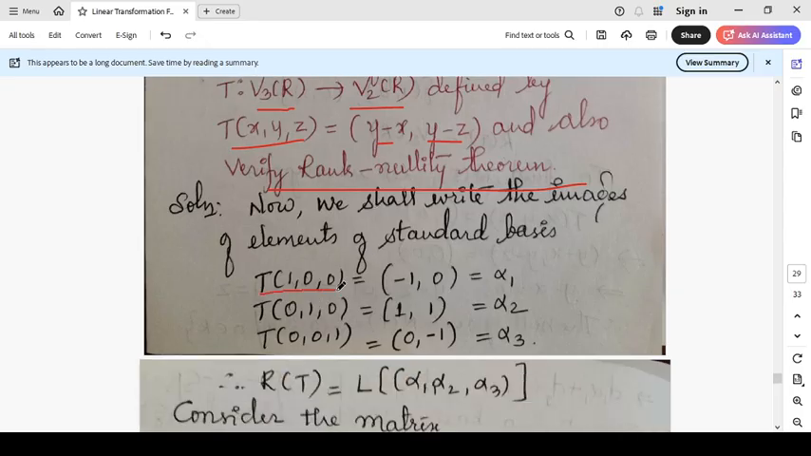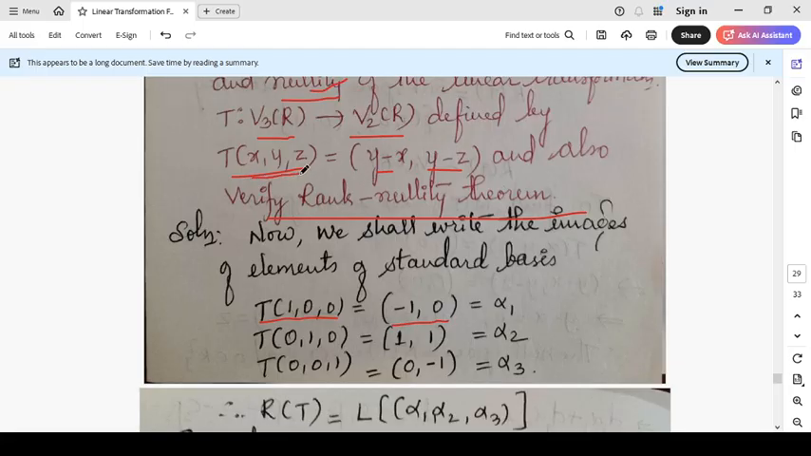Transformation of (1, 0, 0) is equal to (-1, 0). How will we get it? Here is how they have defined the transformation: we need to take (y - x, y - z). So here the x value is 1, the y value is 0 and the z value is 0. So the x value is 1 here, y minus x is minus 1 we will get, and y minus z is 0.